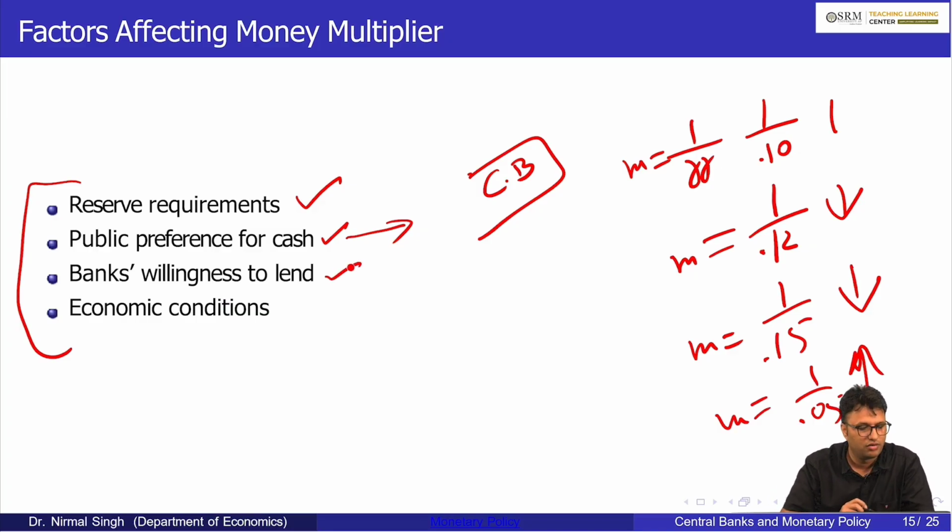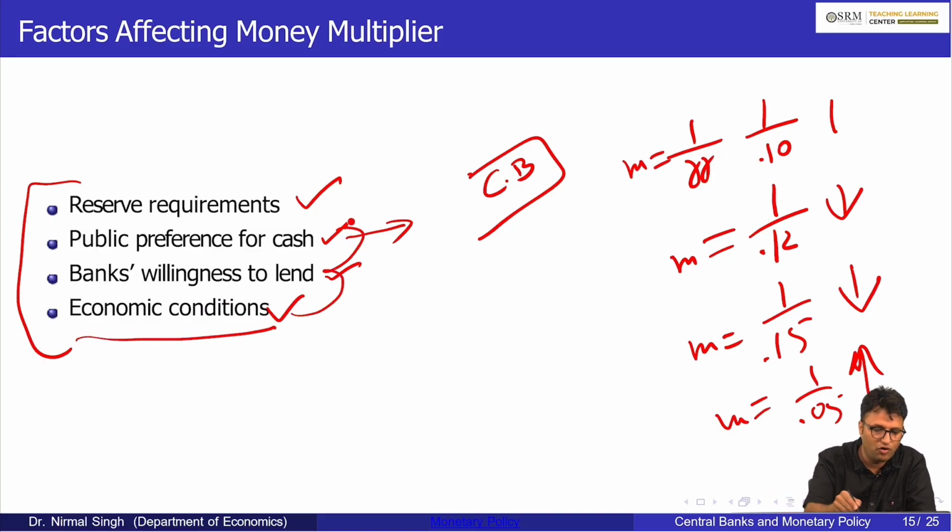Next, a very important element, that is banks' willingness to lend. Whether the banks are willing to lend or not matters, because money supply will be created only if the banks are lending money further and further, then the credit will be created. If the banks are not lending, I'm not getting into the reasons because we are going to discuss that later. If they lend less, less money will be created. And ultimately the factor which impacts all these factors is economic condition.